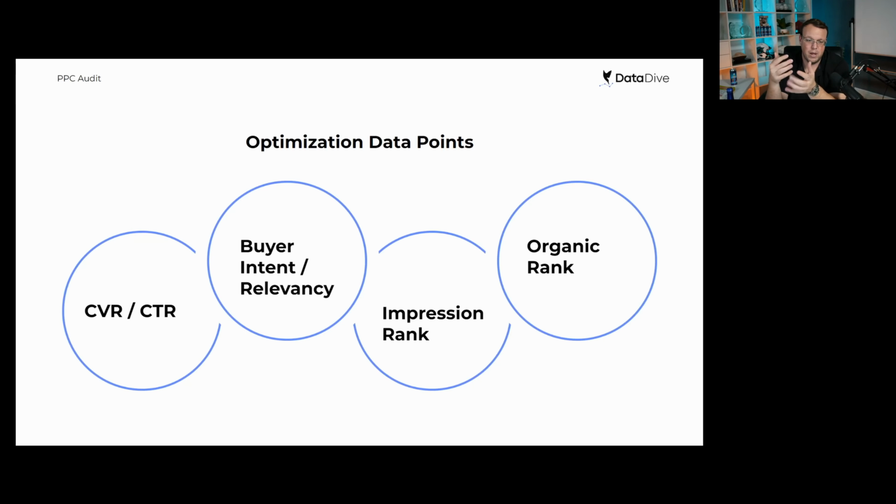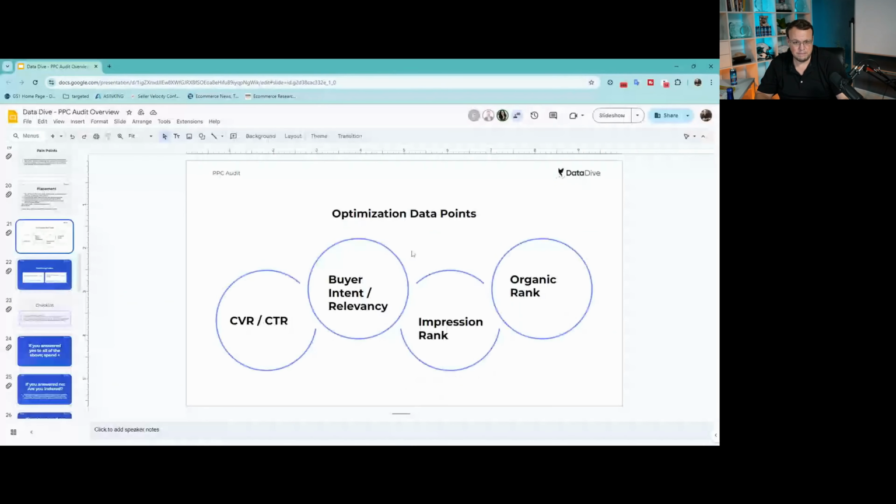So really quickly, if you think about all the different things you can look at to decide whether you should be running an ad, it's going to be the cross-section of several of these data points. So conversion rate, click-through rate, the buyer intent and the relevancy of the keyword, your impression rank, and the organic rank. So there's more, but this is what we're looking at to begin with. And want to make sure that you understand what we're going to be doing.